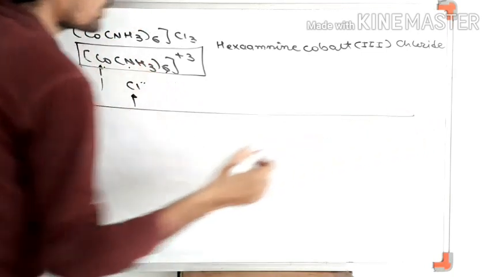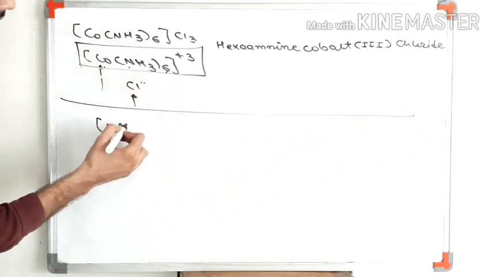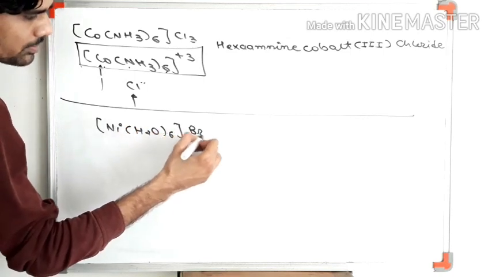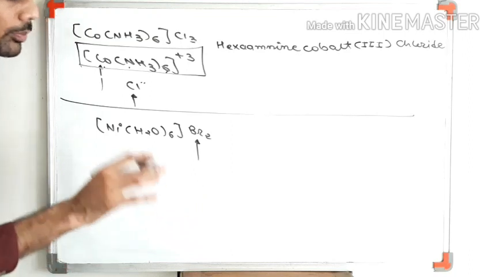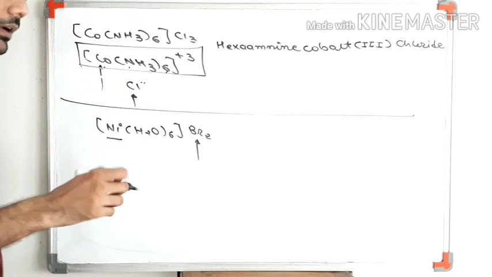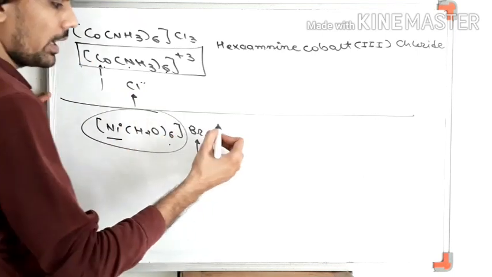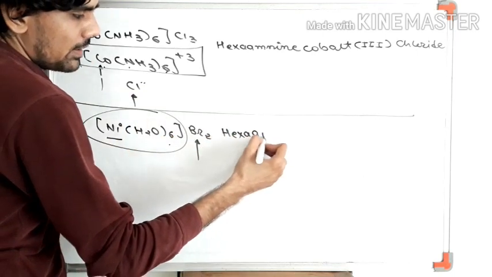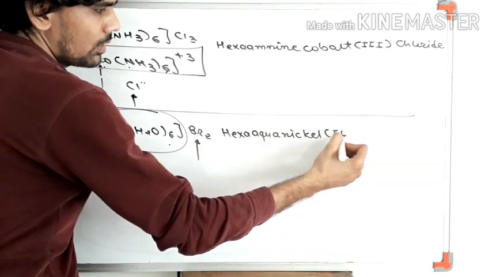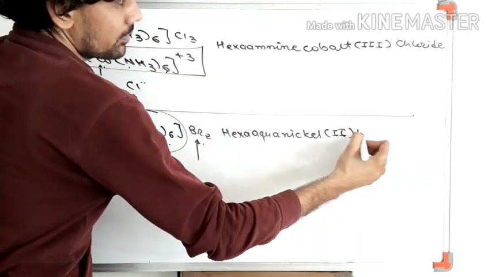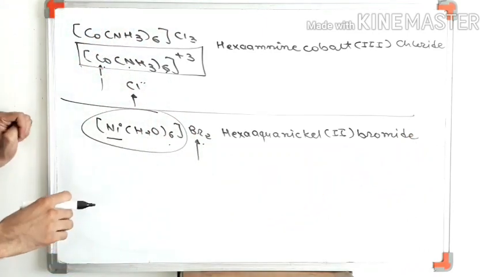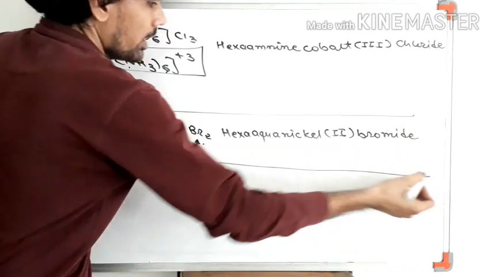Next one, like [Ni(H2O)6]Br2. Only bromide, not bromido. Why? It is not a ligand. Only nickel, not nickelate. Why? It is positively charged. Hexaaquanickel 2 bromide. It is clear. Next one.